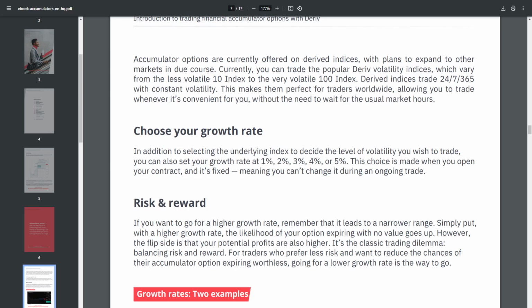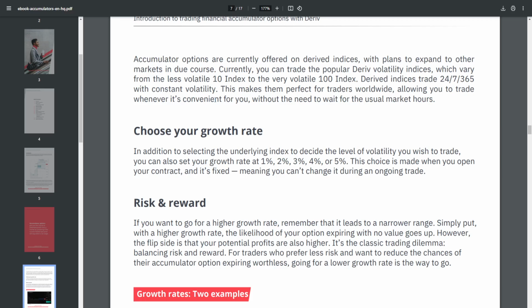Risk and reward. All right, now if you want to go for a higher growth rate, remember that it leads to a narrower range. Again, we are just going through the theory, but we'll understand it when you go to practicals, okay? Now, simply put, with the higher growth rate, the likelihood of your option expiring with no value goes up, okay? Now, however, the flip side is that your potential profits are also higher. Now, it's the classic trading dilemma, balancing risk and reward. That is the one thing that challenges a lot of traders. How do you balance risk and reward, all right?